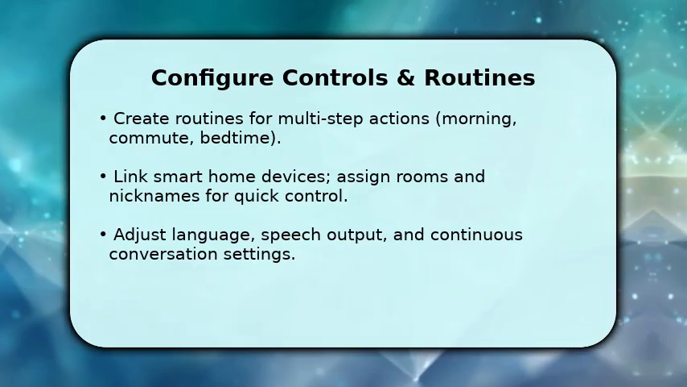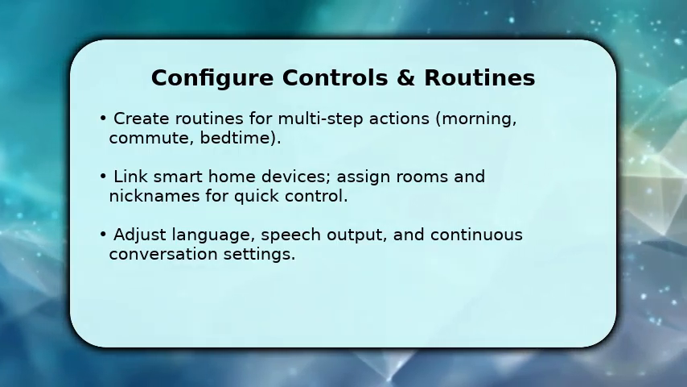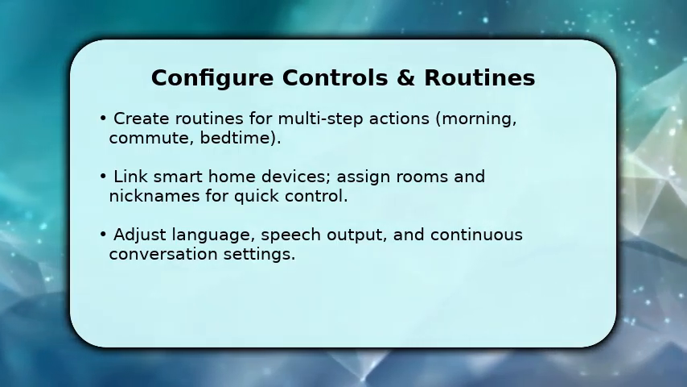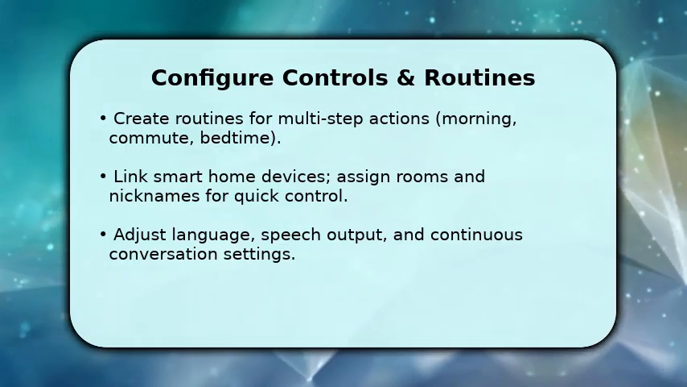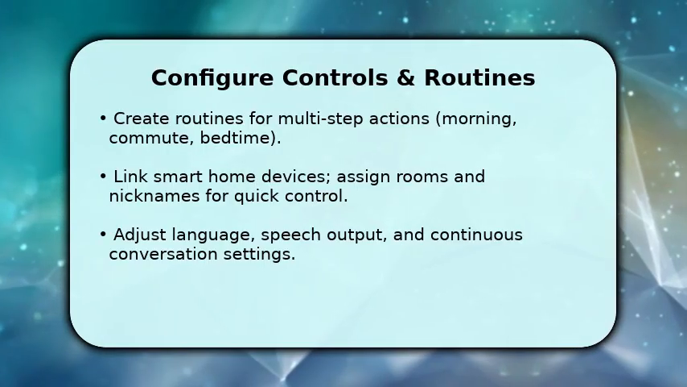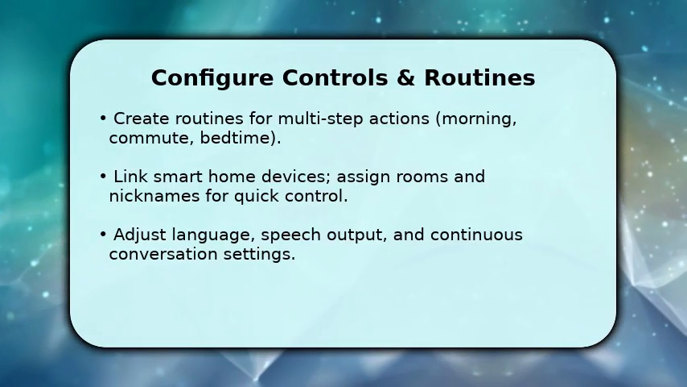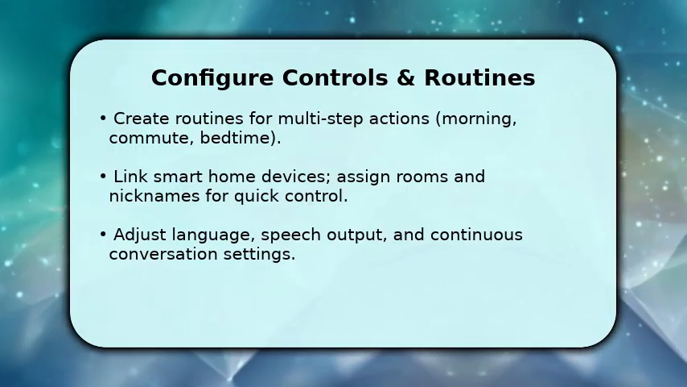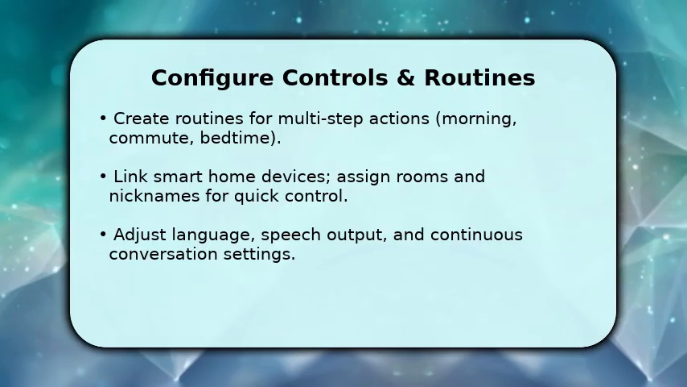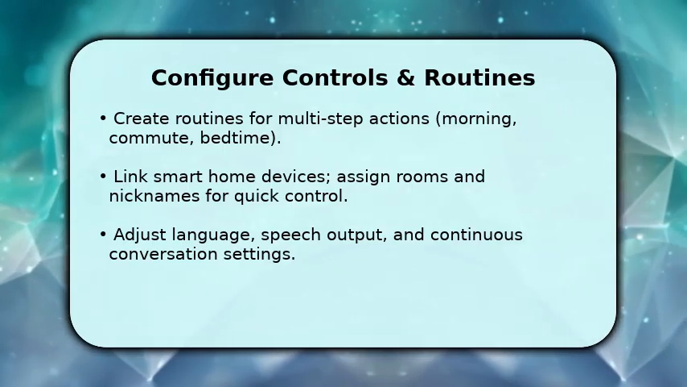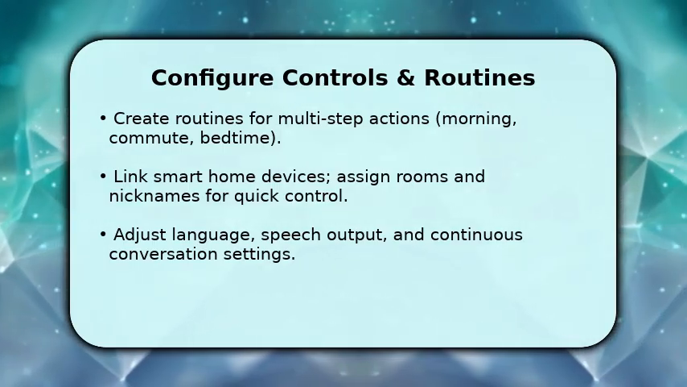Once a routine exists, link your smart home devices and assign each to a room or nickname so you can say, "Turn off bedroom lamp." Make sure languages and speech output are set to your preference, and enable continuous conversation if you want follow-up questions without repeating the wake phrase. This lets Assistant flow naturally through tasks and reduces friction during multi-step interactions.